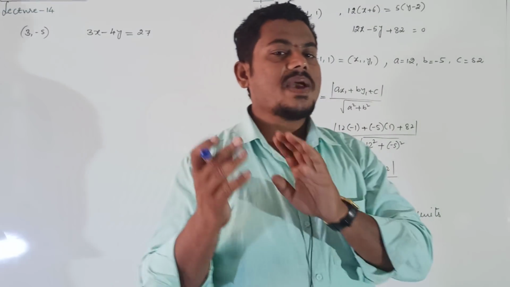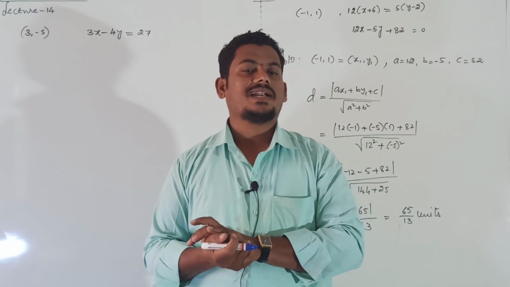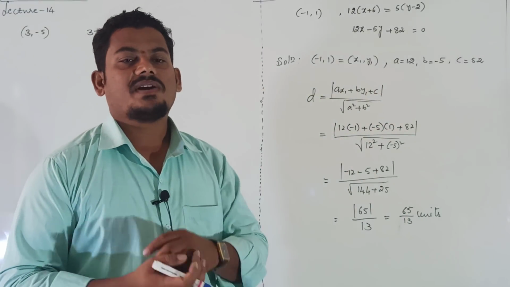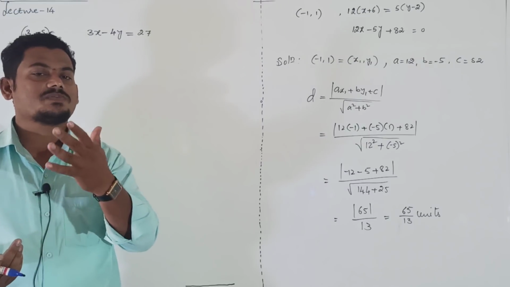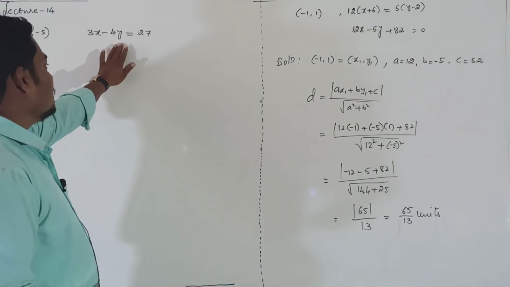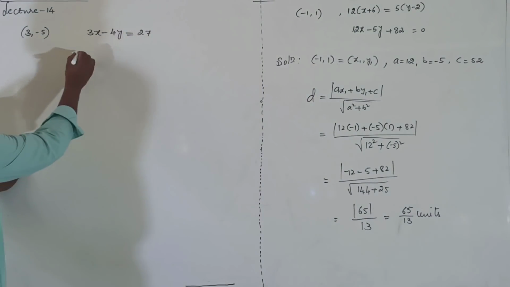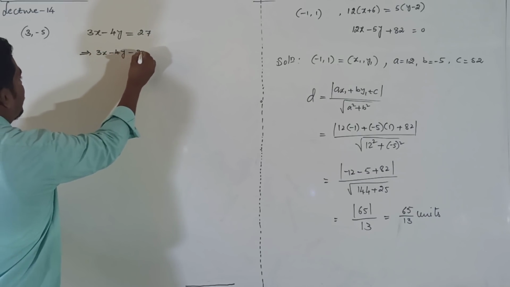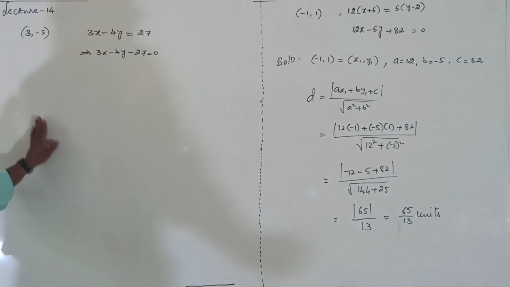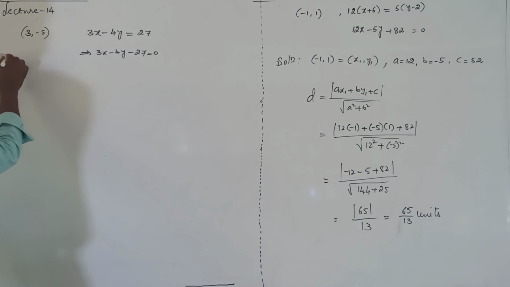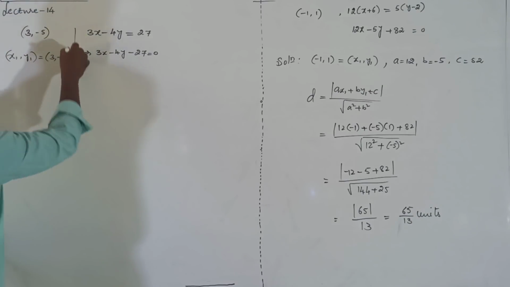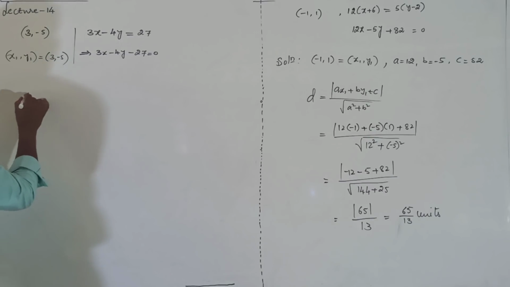And students, remember, before finding distance between point and line, the given equation should be in the form of ax + by + c = 0. Why? Because we derived the formula in the form of ax + by + c = 0. First write this equation in that form. Hence 3x - 4y - 27 = 0. And this point is (x1, y1) = (3, -5). Now use the formula.